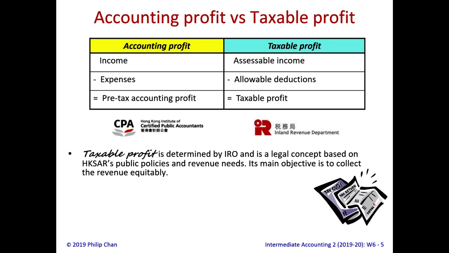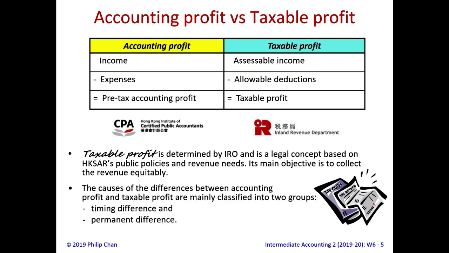But then they have to collect the revenue on a fair basis, in other words. Okay, now as we just know it, basically the profit before tax or pre-tax accounting profit as well as the taxable profit, they are unlikely to be the same. And the reasons that they are unlikely to be the same can be summarized in terms of two major differences. The first difference, we call that timing difference, and the second type of major differences, we call that permanent differences.